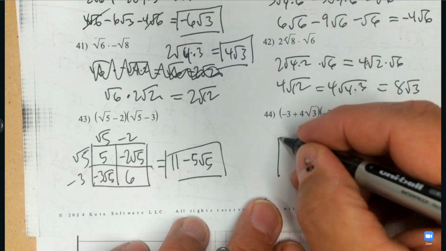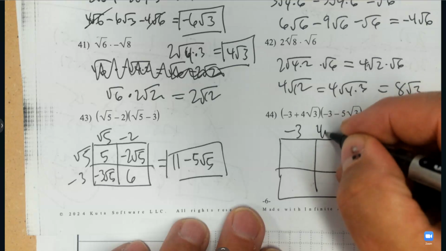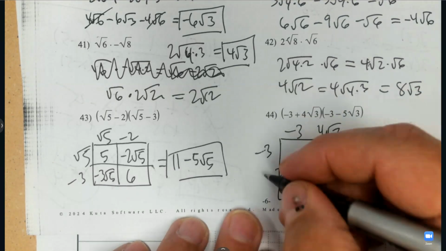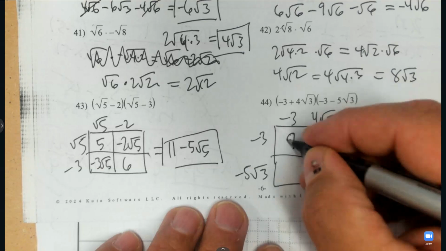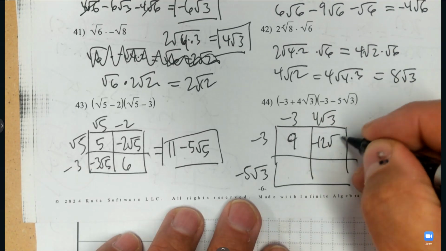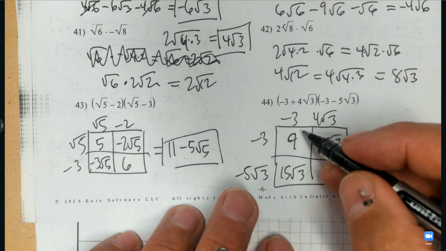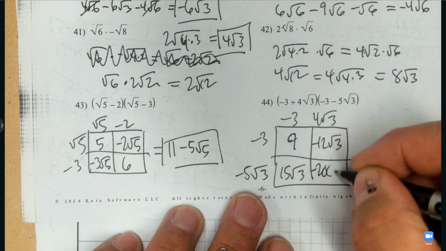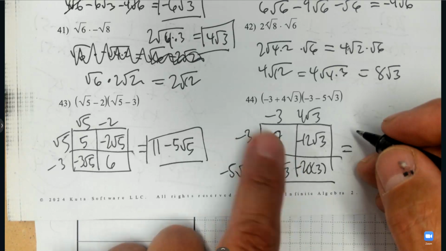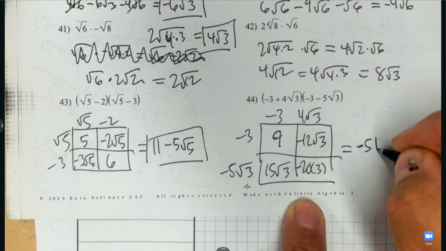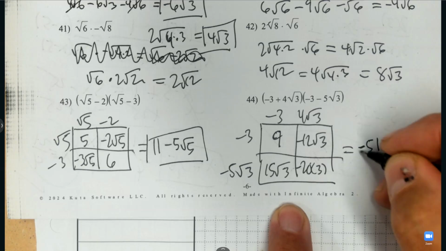Again, this is a FOIL. Make sure there's plenty of space here to FOIL. We have negative 3, 4 root 3, negative 3 minus 5 root 3. And then we multiply it out. So a negative times a negative is positive 9. This is negative 12 root 3, positive 15 root 3. This is negative 20 times 3, which is negative 60. So negative 60 and 9 make negative 51. And 15 take away 12, that's positive 3. And I have my answer.